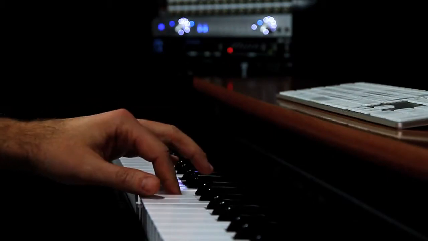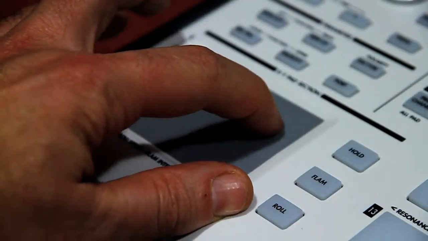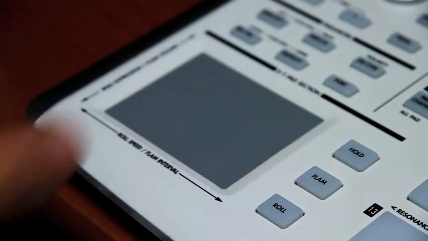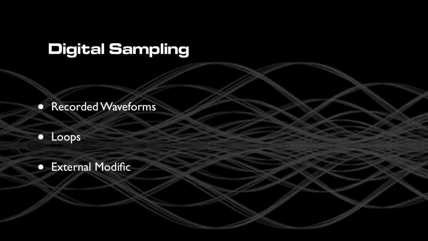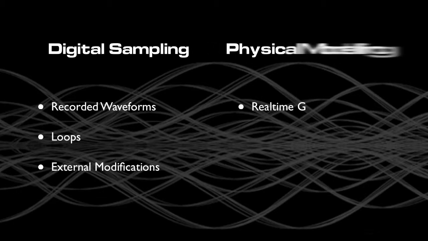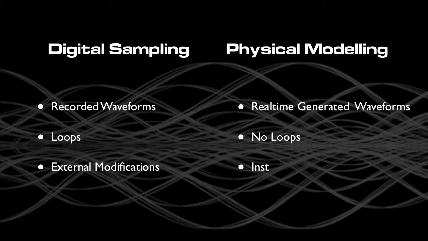We now pass from the fundamental sound to its harmonics. If we compare the two technologies, we can note the advantages of physical modeling: the sound always variable, absence of the loop, and great possibility of control and expression of the sound.